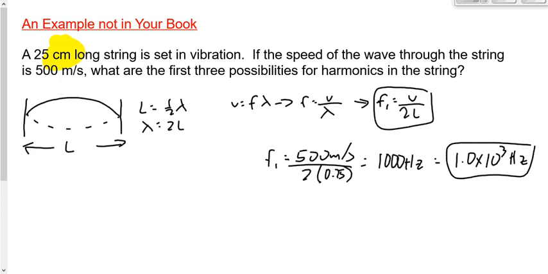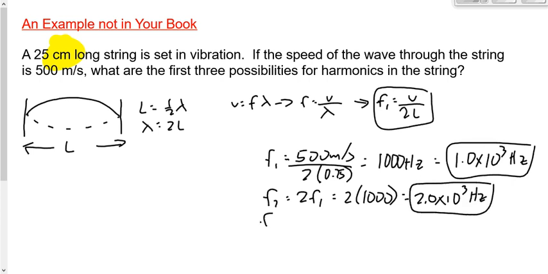Now, you could absolutely, if you wanted to, derive the equation for the second one and for the third one. But the easier way to do it is just to say the second one, F2, is equal to 2 times F1, or 2.0 times 10 to the 3 hertz. And the third harmonic is 3 times F1, which is 3.0 times 10 to the 3 hertz.